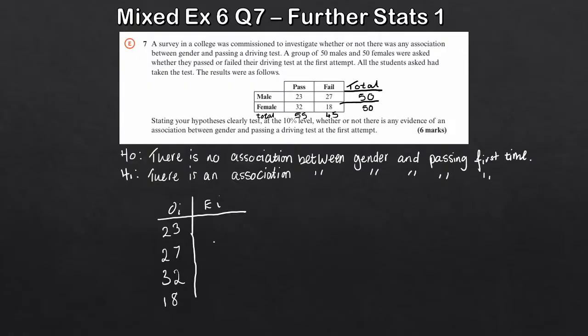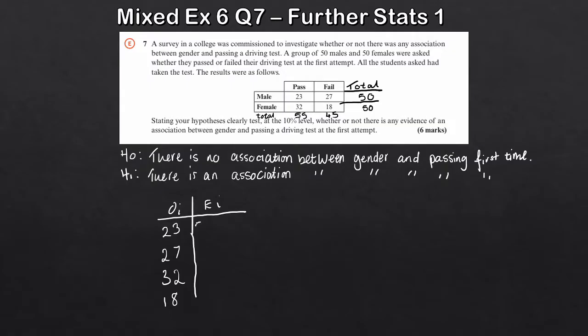Now we just need to work out the expected values for the corresponding ones. The 23 corresponds to 23 males passed. The 27 is 27 males failed. The 32 is 32 females passed, and the 18 is 18 females failed. So how do I work out this expected value? This is for the males that passed, so we're along this row because it's males. The total there is 50.